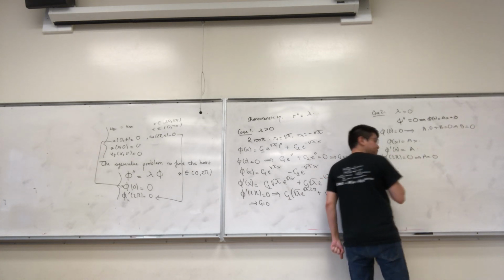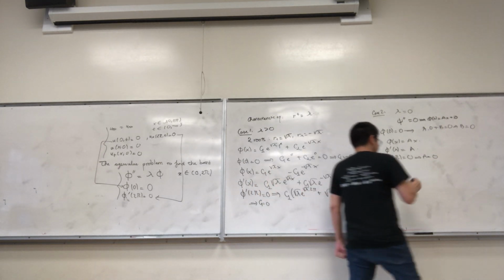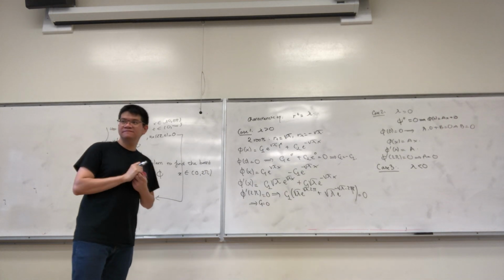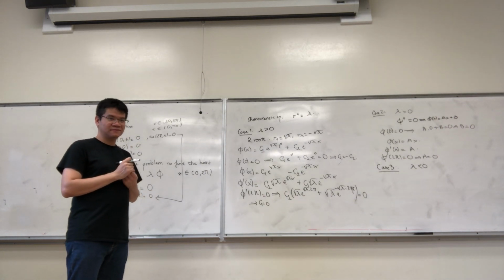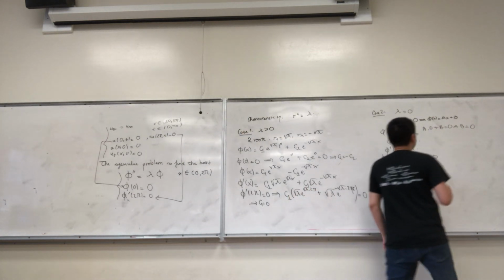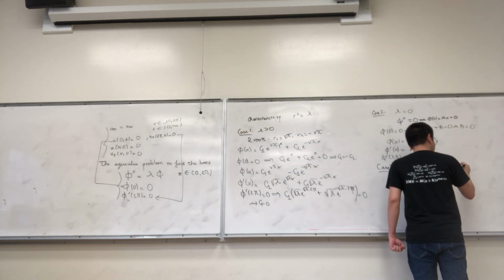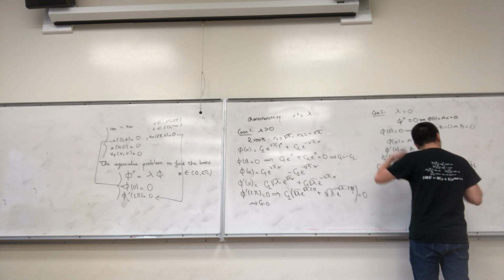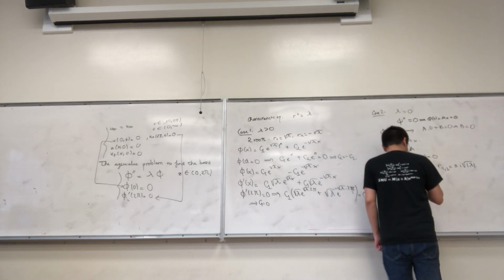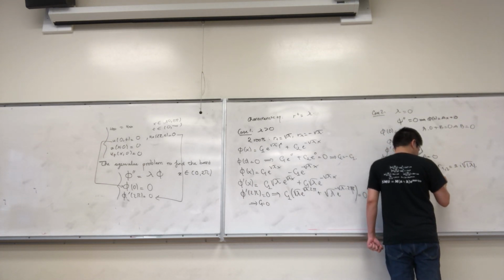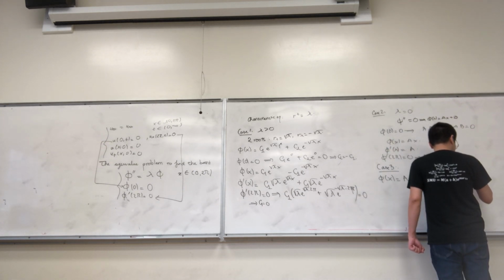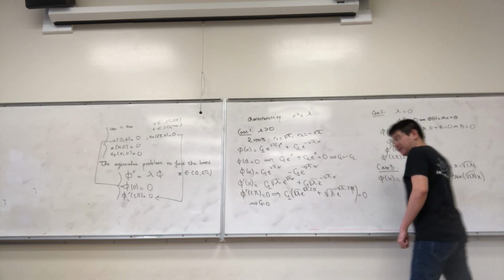Case number 3. Lambda is negative. What happens when lambda is negative? There would be two roots, which would be plus or minus i times the square root of the absolute value of lambda. So phi of x should be a cosine of square root of lambda x plus b sine of square root of lambda x. Alright?